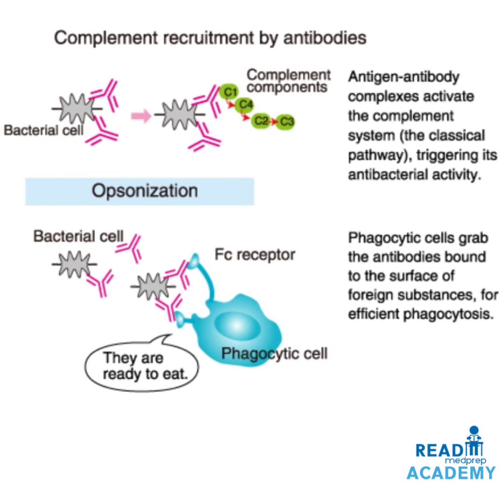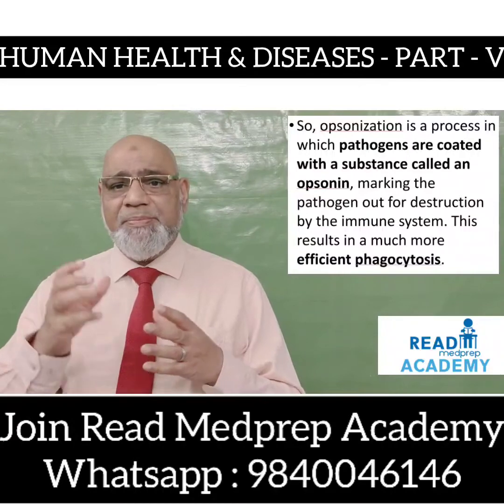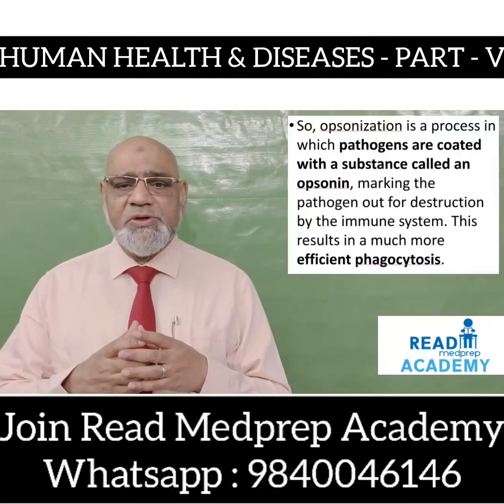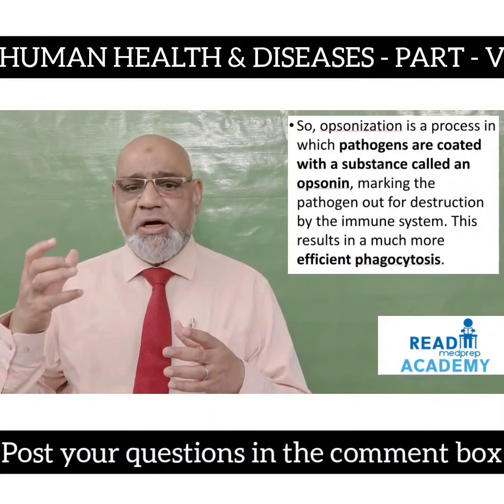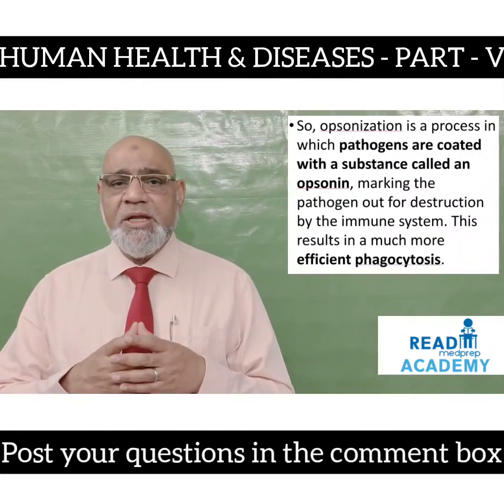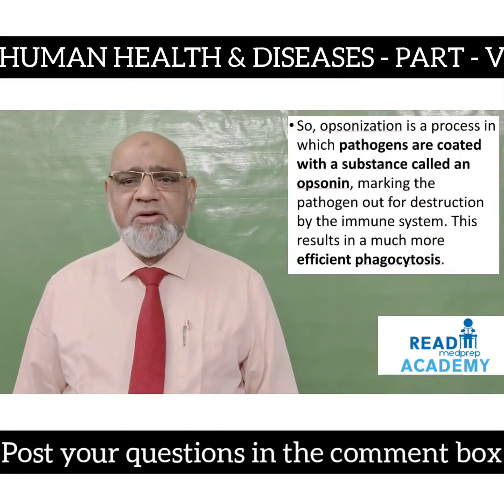When the bacterial cell attaches to the antibody, there is triggering of the complement component formation. The antigen antibody complexes activate the complement system, the classical pathway, and trigger its antibacterial activity. The phagocytic cells grab the antibodies that are bound to the surface of the foreign substances for efficient phagocytosis. So opsonization is the process in which the pathogens are coated with a substance called opsonin, marking the pathogen out for destruction by the immune system. This results in much more efficient phagocytosis.